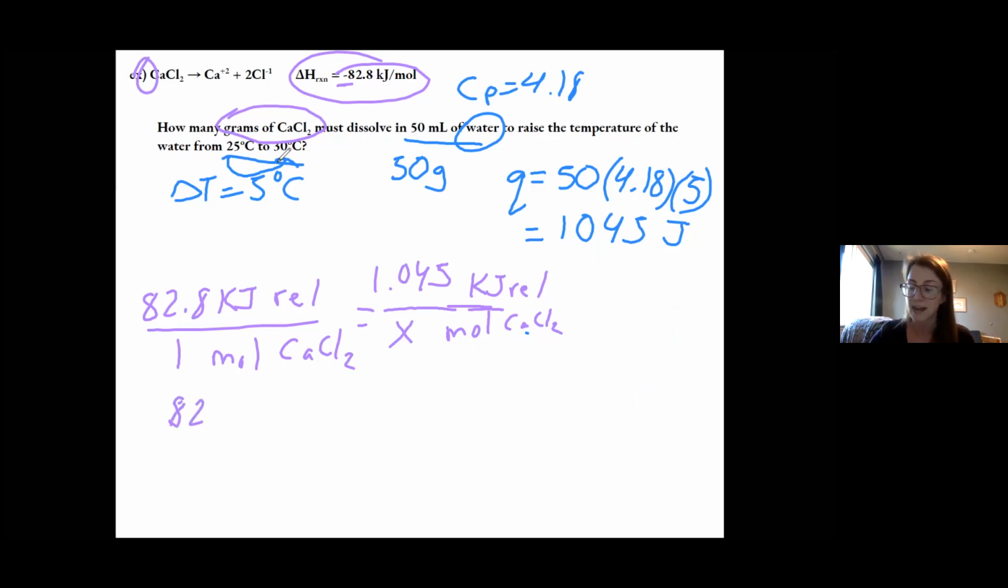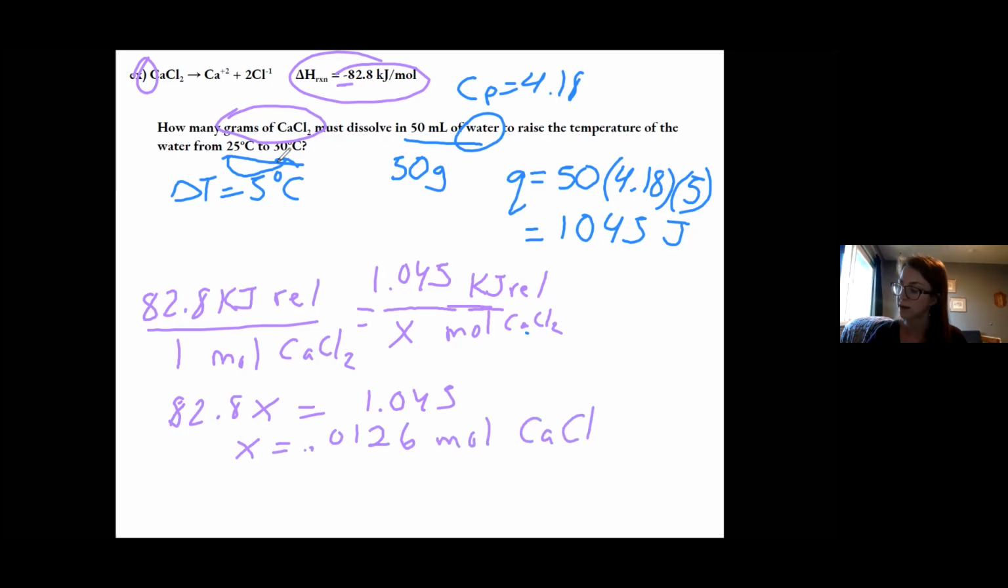Notice I didn't put the negative in front of the 82.8. The word released tells me that. So I should never have any negatives in my proportion. 82.8 times x equals 1.045. Divide both sides by 82.8, and I would get my x to be 0.0126, and that's moles of calcium chloride.